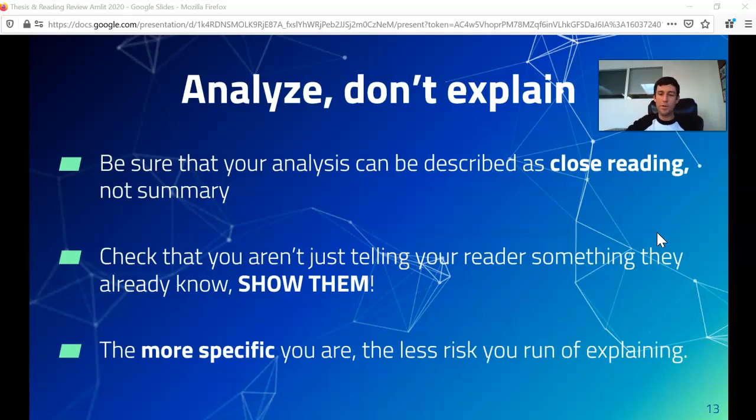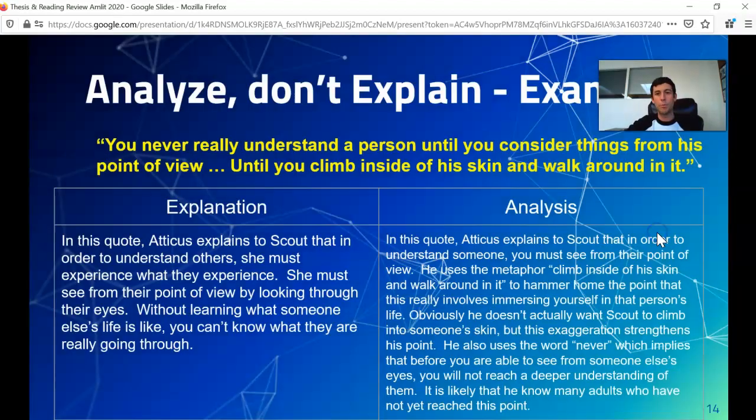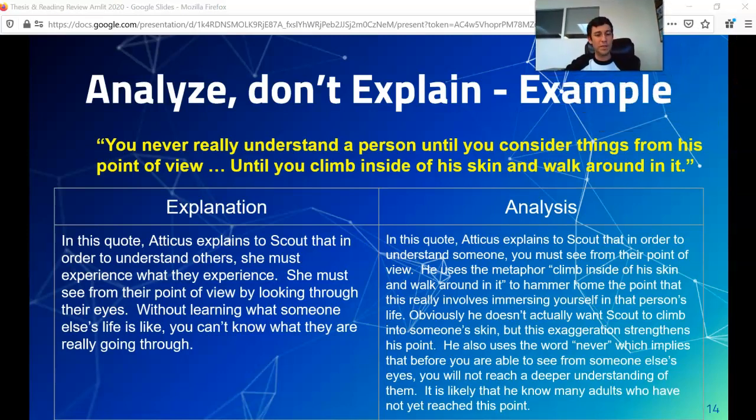The more specific you can be, the less risk you will run of just explaining a quote or summarizing a quote. Here's an example that I pulled from To Kill a Mockingbird. I gave a similar presentation to my freshmen a couple weeks ago, so I'm just recycling that for you guys because I know you've all probably read this book. This is a very famous quote from To Kill a Mockingbird where Atticus says to Scout and Jem, "You never really understand a person until you consider things from his point of view, until you climb inside of his skin and walk around in it." This is a really famous quote having to do with empathy and understanding other people by empathizing with them or understanding them.